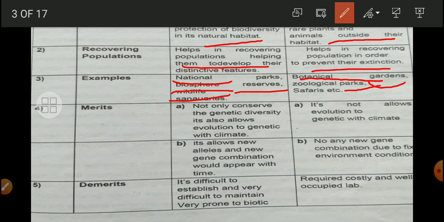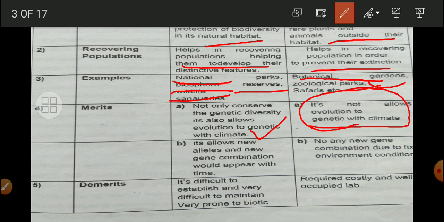What are the advantages of in situ conservation, or conservation in a natural condition? It not only conserves the genetic diversity, it also allows evolution of the genetics with climate. But ex situ conservation does not allow the evolution of the genetics with the climate, because in natural conditions there are definitely changes in the climate, and to adjust with that, they change their genetic makeup. But in an artificial condition, the conditions are fixed, so evolution never takes place.